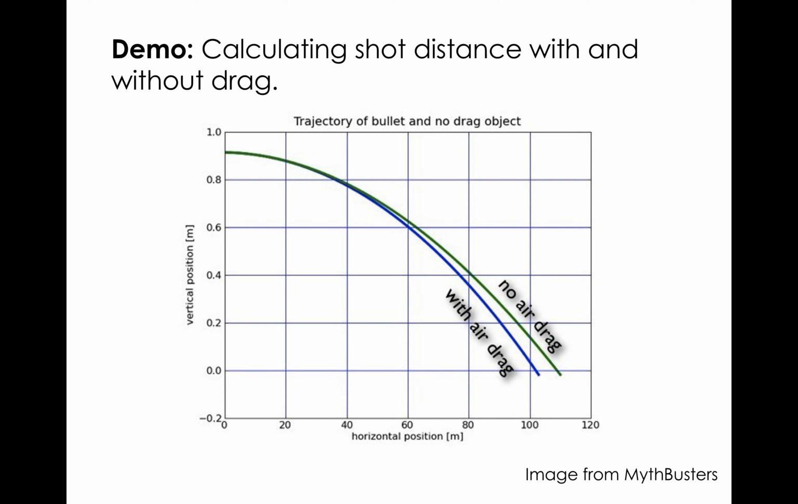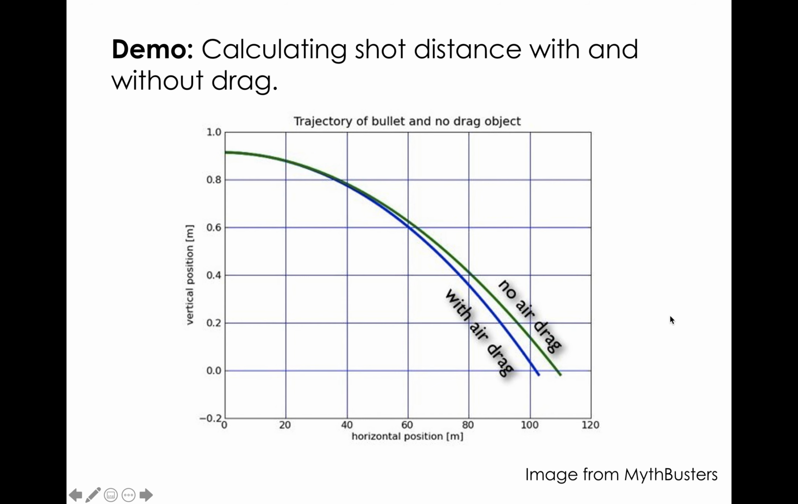What you see in front of you is actually a trajectory of a bullet fired horizontally. Bullets actually are designed to have minimal drag. As you can see here, the values between no drag and then with drag are very, very close. This is a graph from Mythbusters. Our rubber band is going to experience high drag. So these lines are going to deviate, and the drag is actually going to cause the rubber band to shoot far less of a distance than without the drag.